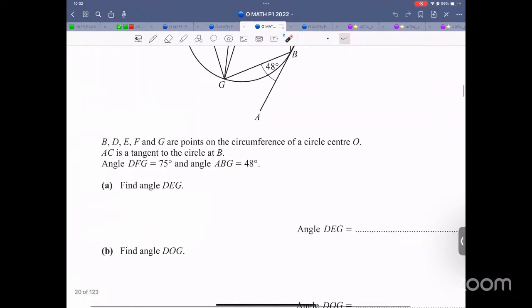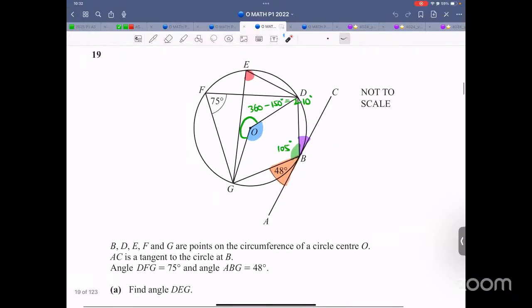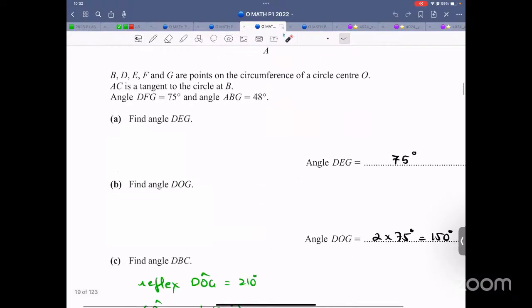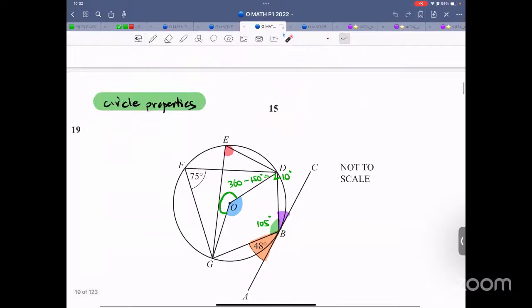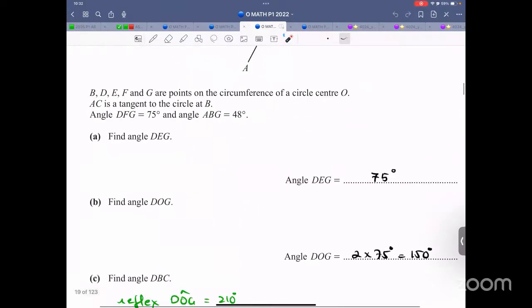Let's have a good look. So now over here, what we can do is that, first of all, find angle DEG. So D, E, and G, that should be 75, as angles in the same segment are equal if produced by the same chord. Angle DOG, if they are asking for this DOG, that is 2 times 75, that is 150. If they're asking for the reflex DOG, that is 360 minus 150, which is 210.